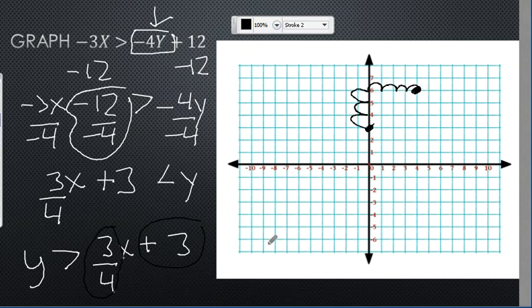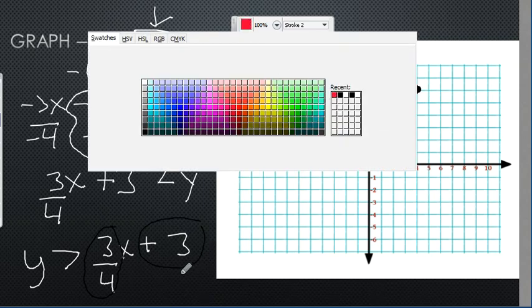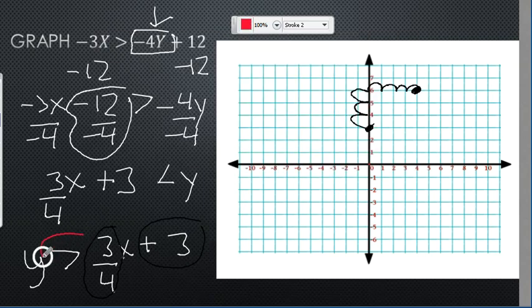Our next step is to take a look at our inequality symbol. And if it is just a greater than or just a less than, our line is going to be dashed. So in this case, our line is going to be dashed.